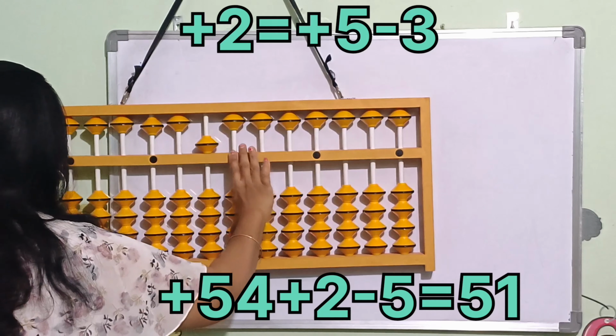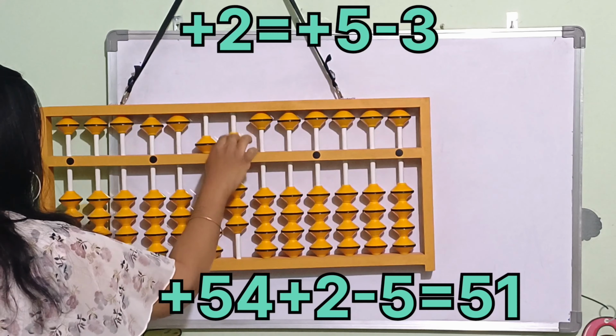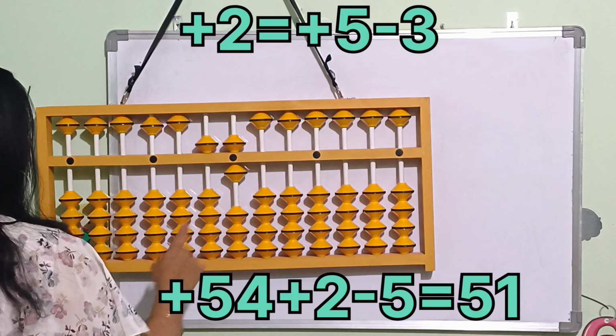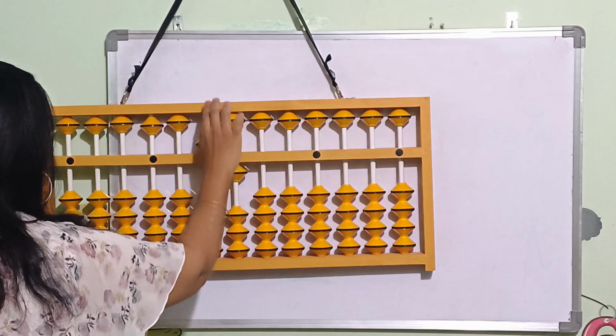Add 54. Add 2. Add 5 less 3, less 5. Answer is 51.